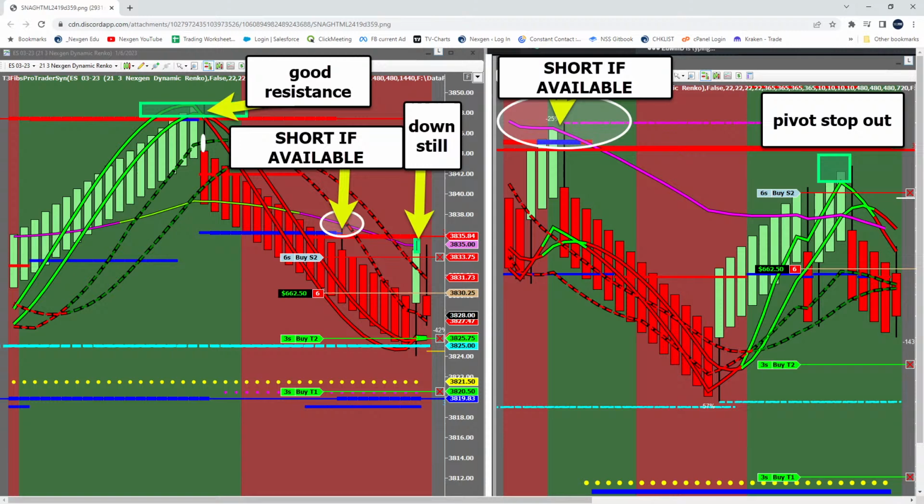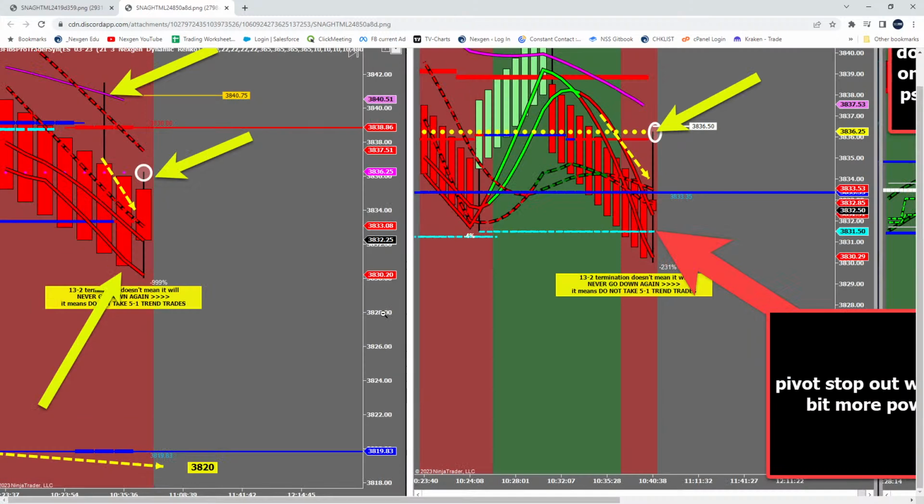So that's the difference in trading plans. Bear with me here. Found my pictures from yesterday. All right, so here's the picture from yesterday. I'll just pull it up real quick. And again, what I wrote on the chart is the same thing we were talking about earlier. A 13.2 termination doesn't mean it will never go down again. It just means don't take 5-1 trend trades, right? Look a little deeper. Does that make sense?